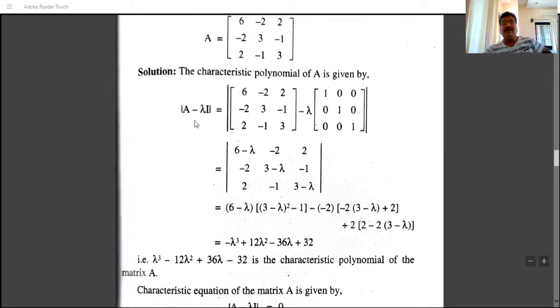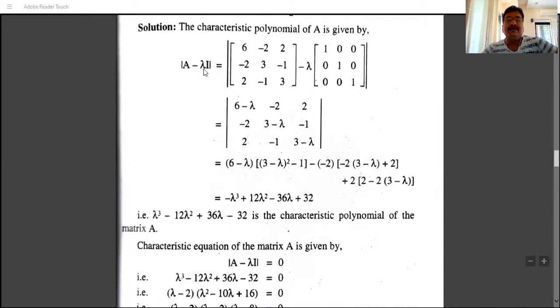If we find the determinant of lambda I minus A instead, then what is the answer? The determinant of lambda I minus A is lambda cubed minus 12 lambda squared plus 36 lambda minus 32. We have this answer if we find the determinant of lambda I minus A, and this is the characteristic polynomial of the matrix A. So find A minus lambda I or lambda I minus A.